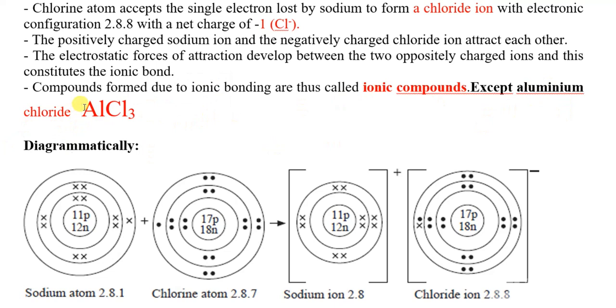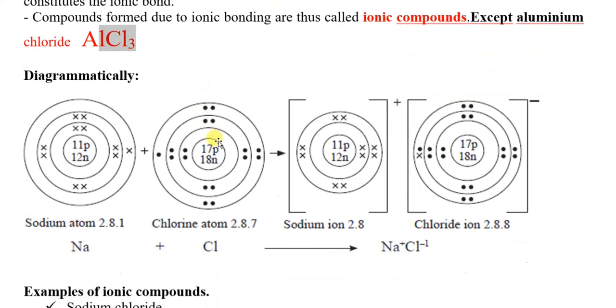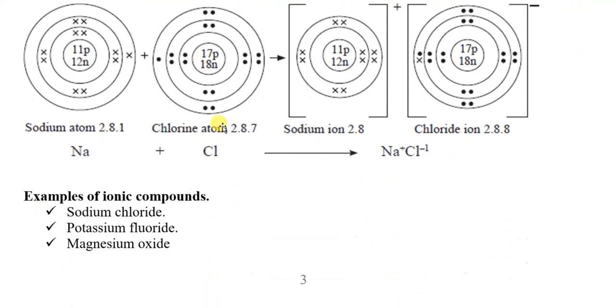Therefore, you should know that aluminium chloride contains dative bonding. Therefore, you leave it out. That's why I've given you the exception: aluminium chloride does not fall under the category of zinc chloride and magnesium chloride. This one is very different and very unique, very important. So, we can represent sodium in terms of a diagram.